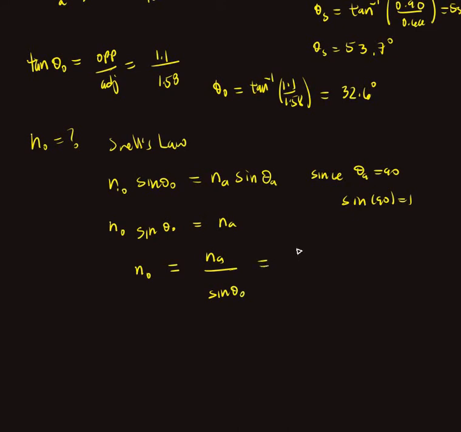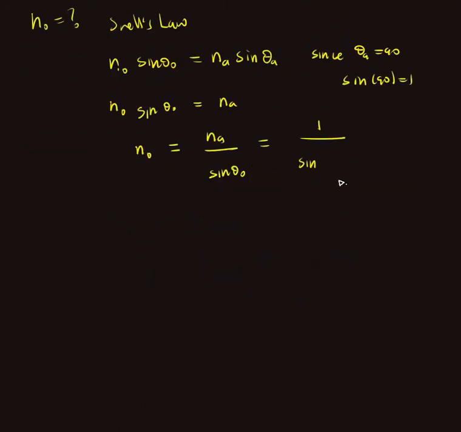What is this going to be? Air is 1. The index of refraction of air is 1. Divided by sine of the angle. Sorry, I have to move up and find the angle. It's 32.6. And if we do this, it's going to give us 1.86. So the index of refraction of oil is 1.86.